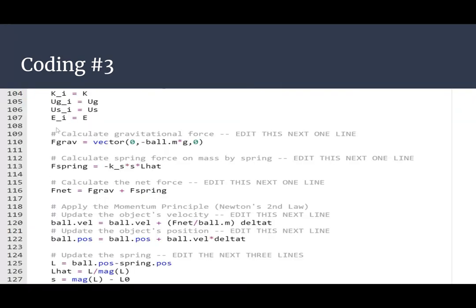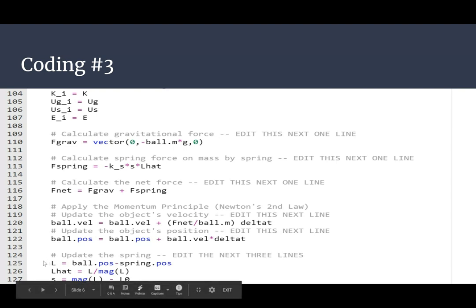So now we're inside the loop. Initially, I set each energy equal to its initial value, the Ki, so equal to the K that I calculated for the loop, and so on for each one of them. At line 110, I found the force of gravity, and at 113 I found the force of spring. The goal was to find the net force at line 116. So after finding the net force, I can find the new velocity and new position from the momentum principle. And at lines 125 to 127, the goal again is to find the new S.